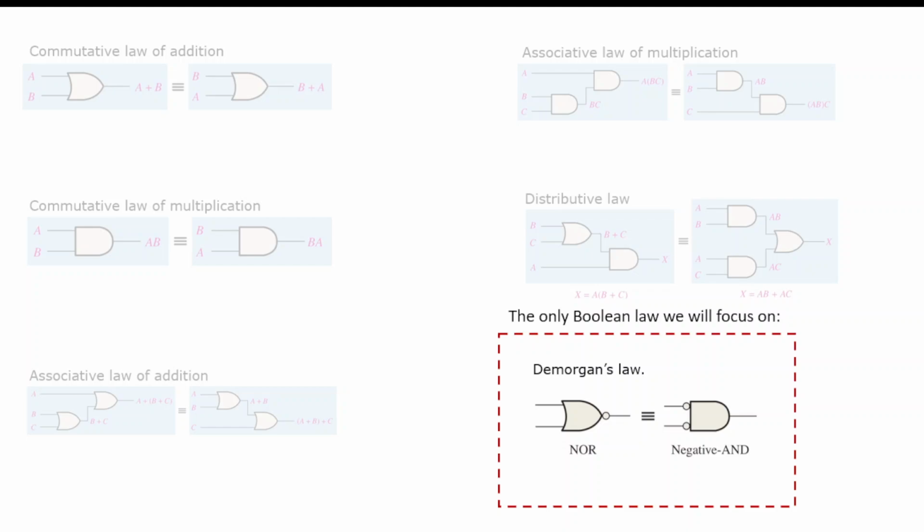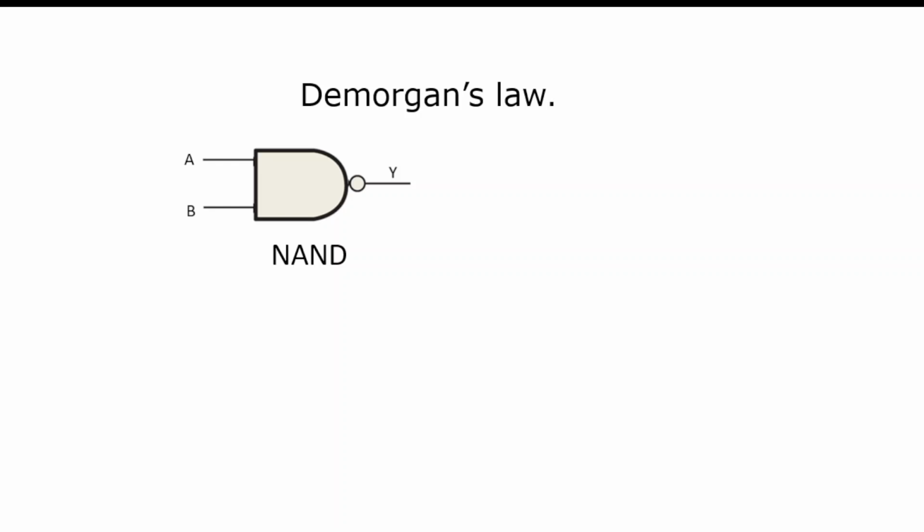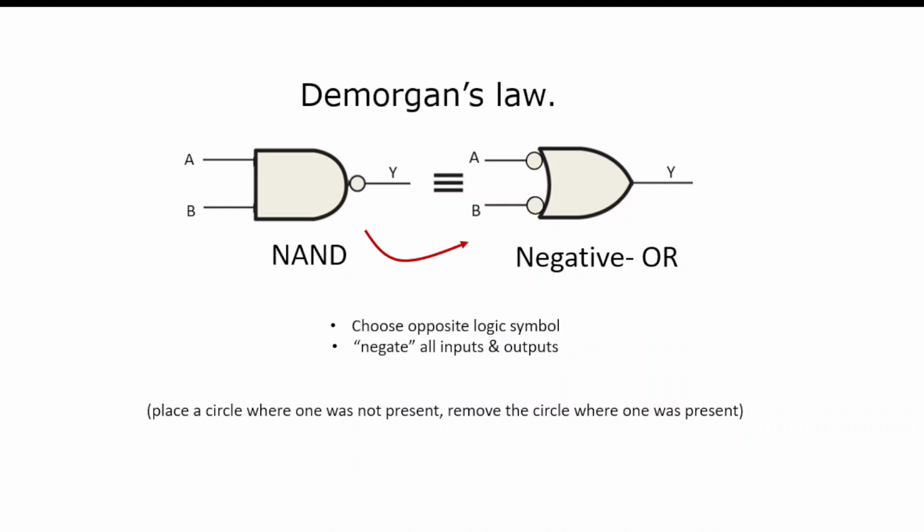Now the only Boolean law that we really want to look at is called De Morgan's law. And that's what I said earlier. And De Morgan's law says that this logic gate is equivalent in operation to this logic gate. Well, that's just crazy. Now, De Morgan's law is pretty darn simple. It's based on 2 rules. The rules are start with a logic gate, and if you want to find the De Morgan equivalent, you are going to choose the opposite logic symbol.